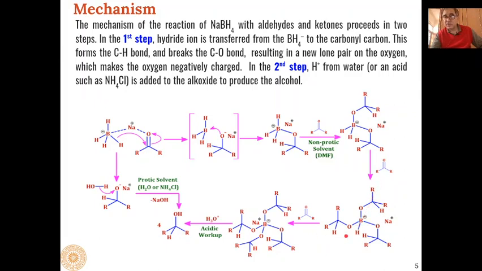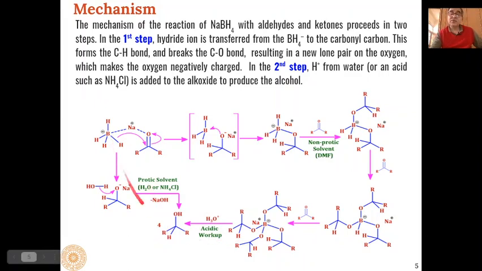Then similarly, because one more hydride is available for interaction with the carbonyl compound, by reaction of four carbonyl compound molecules, we will get these types of final boronic intermediates. So these, on hydrolysis in presence of acidic medium, are converted into alcohols.